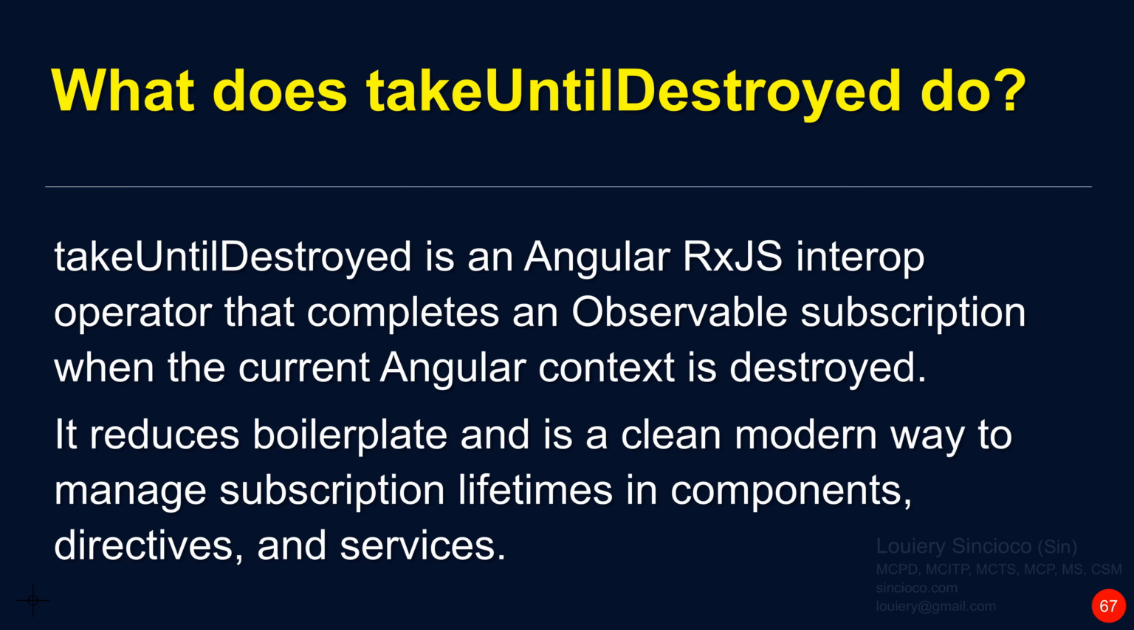What does takeUntilDestroyed do? takeUntilDestroyed is an Angular RxJS interop operator that completes an observable subscription when the current Angular context is destroyed. It reduces boilerplate and is a clean, modern way to manage subscription lifetimes in components, directives, and services.